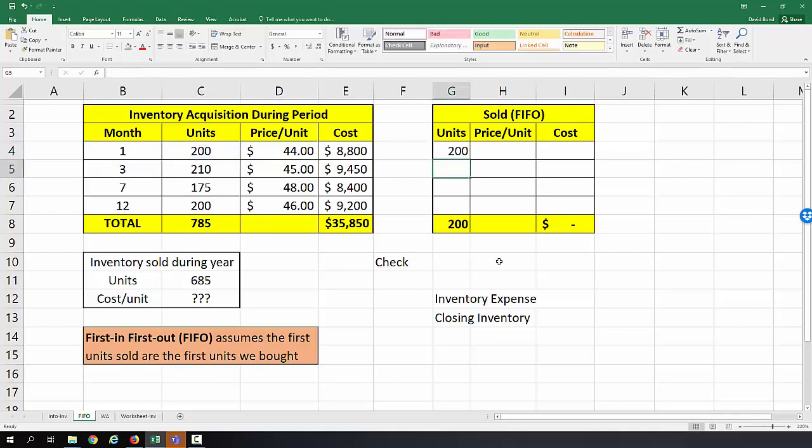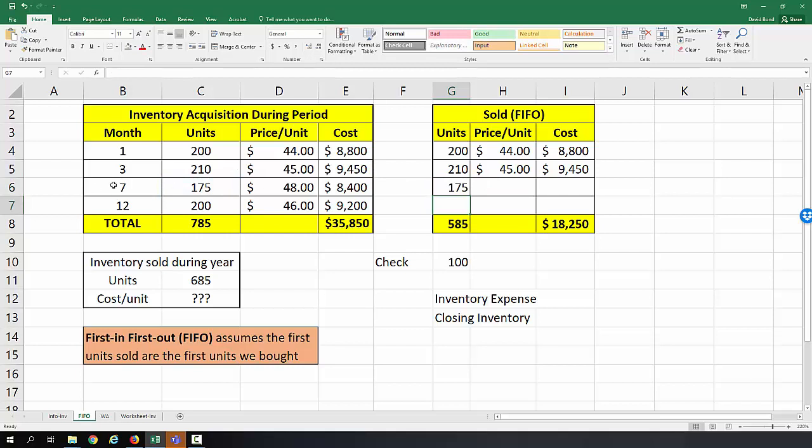we assume the first 200 units, and what I'll put in down the bottom here is just a check to show how many units that we've got left to sell. Price per unit is a price per unit here, and the cost is $8,800. We have the next 210 units, and we still have 275 left. We use the $45 a unit, equals $9,450. So we've sold the first 410 units from those from month 1 and month 3. We still have 275 to sell.